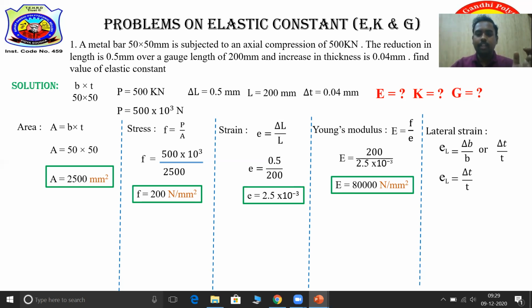So that is why I need to write the formula as delta B by B or delta T by T while selecting. So just cross check with the given values. Since I know the value of delta T, I am taking EL equals delta T by T. Just to substitute the values, EL equals delta T, which is 0.04, and T is 50. See, this is the T, T equals 50.